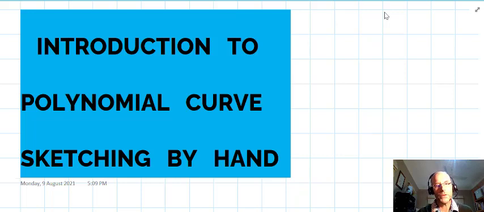This is an introduction to polynomial curve sketching done by hand. Okay, so analytically, some people may say, and this is a fairly basic approach. There are things you can do beyond this, of course, but hey, we have to start somewhere, don't you think?